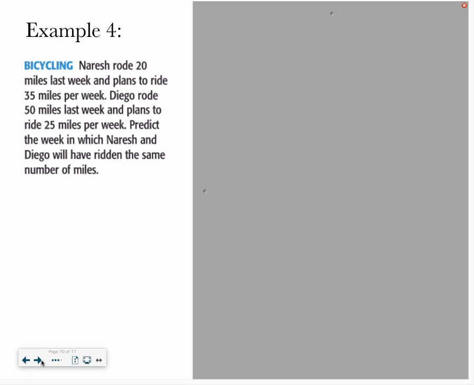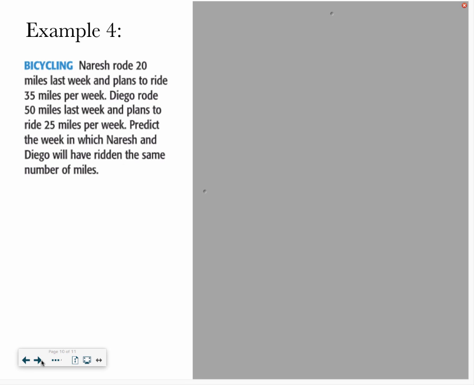Okay? So let's look at example 4. Naresh rode 20 miles last week and plans to ride 35 miles per week. Diego rode 50 miles last week and plans to ride 25 miles per week. Predict the week in which Naresh and Diego will have ridden the same number of miles.